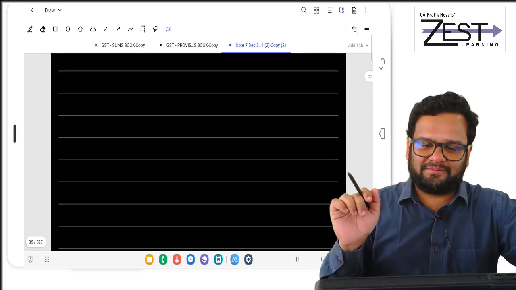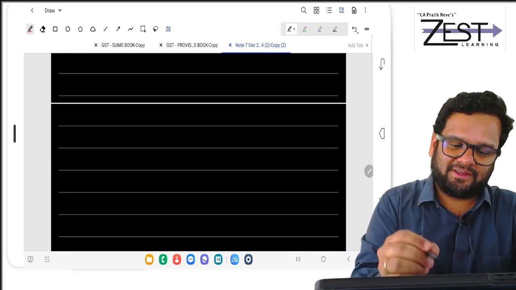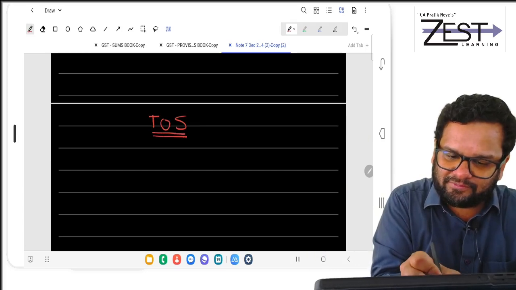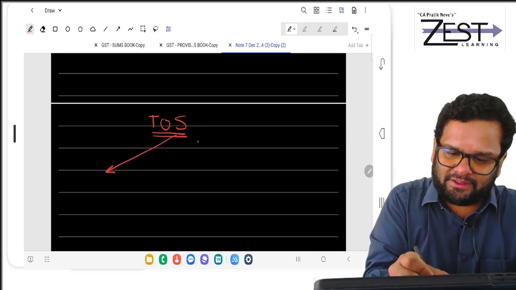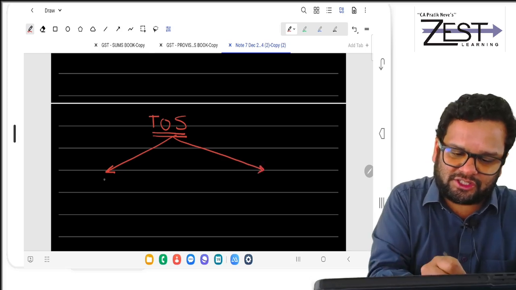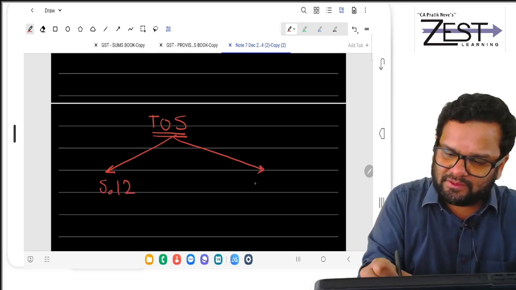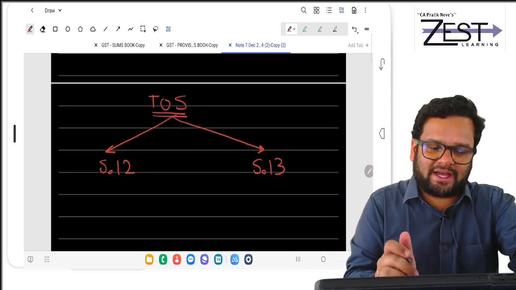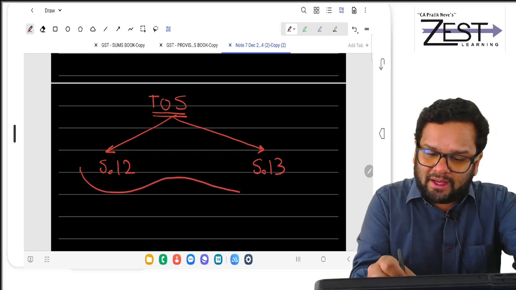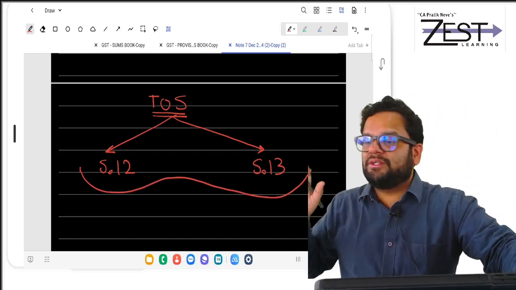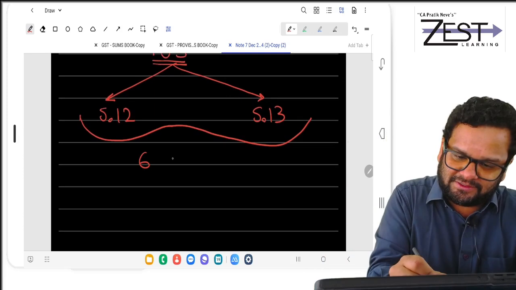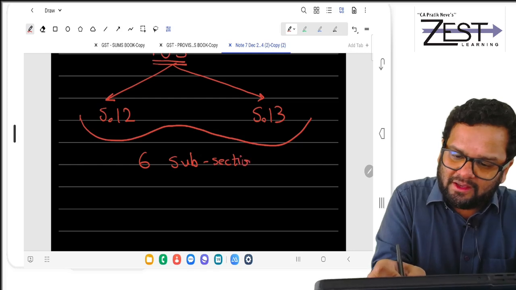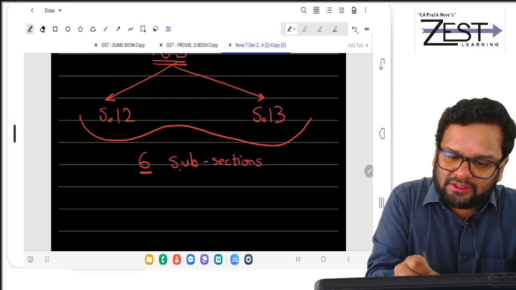Now let's see. Time of supply is covered in which two sections? For us, it is section 12 and section 13 of the CGST Act. Both of them have 6 subsections.